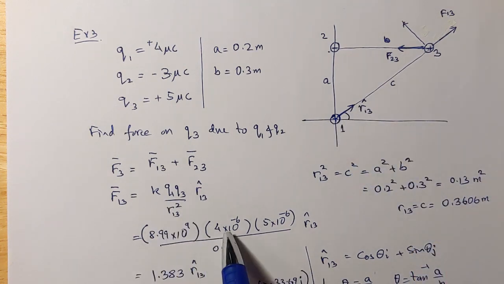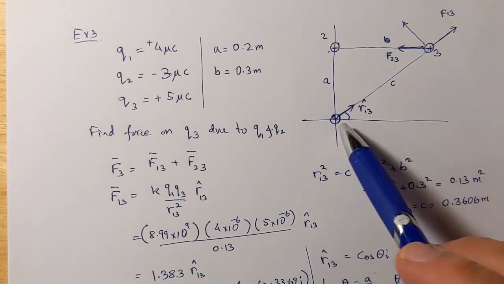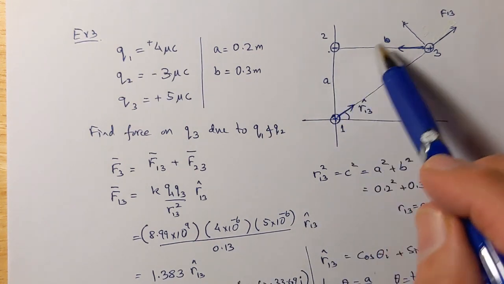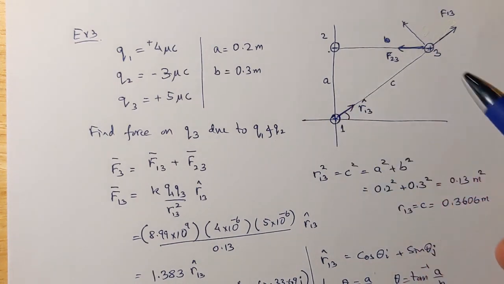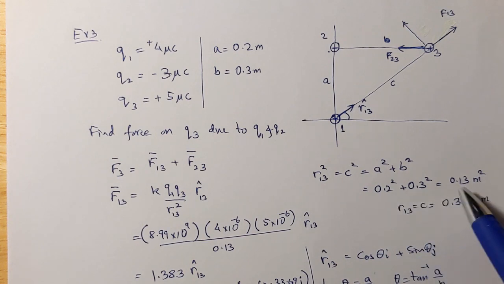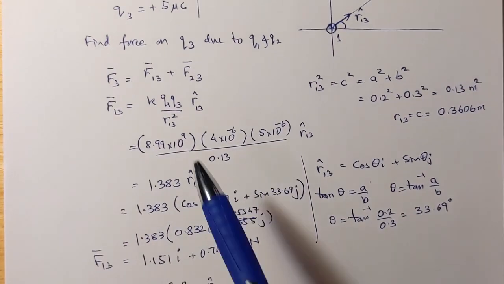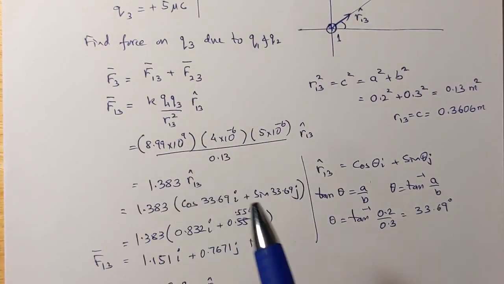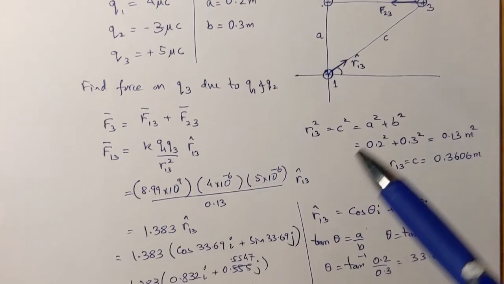So we have the value of K, the values of Q1 and Q3, both are positive, and the value of C is the square root of A squared plus B squared, using Pythagoras theorem, because this is a right triangle. So C squared is going to be 0.13. We just put it over here because we need the square. We'll leave the unit vector for a minute, and then we solve this part, which comes out to this many newtons. So that is the magnitude of the force F13.